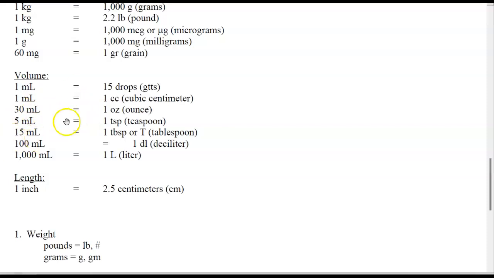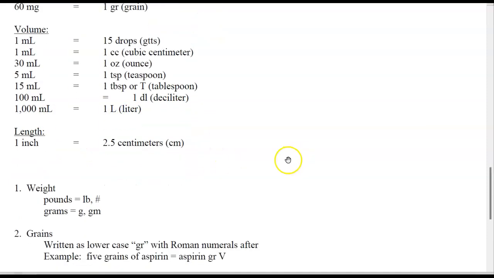Now, 30 ml is equal to 1 ounce, and 5 ml is equal to 1 teaspoon. 15 ml is 1 tablespoon, or written as a capital letter T. 100 ml is 1 deciliter. 1,000 ml is equal to 1 liter. For length, 1 inch is equal to 2.5 centimeters.